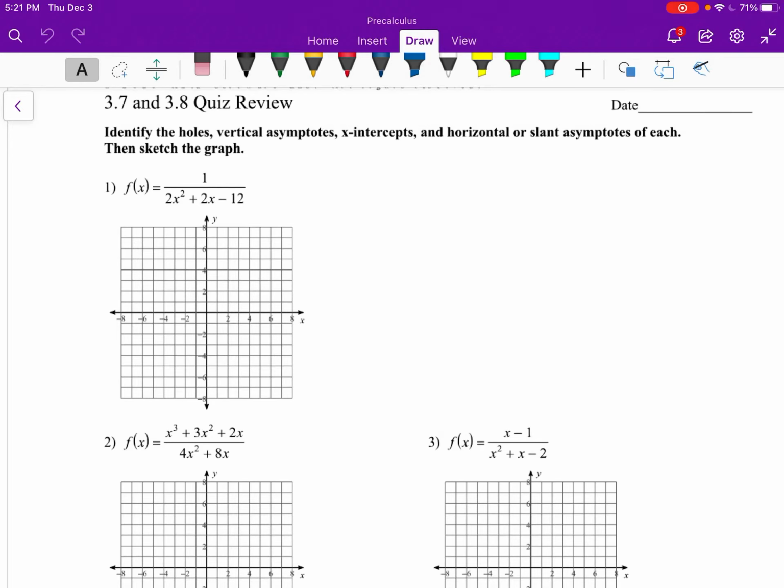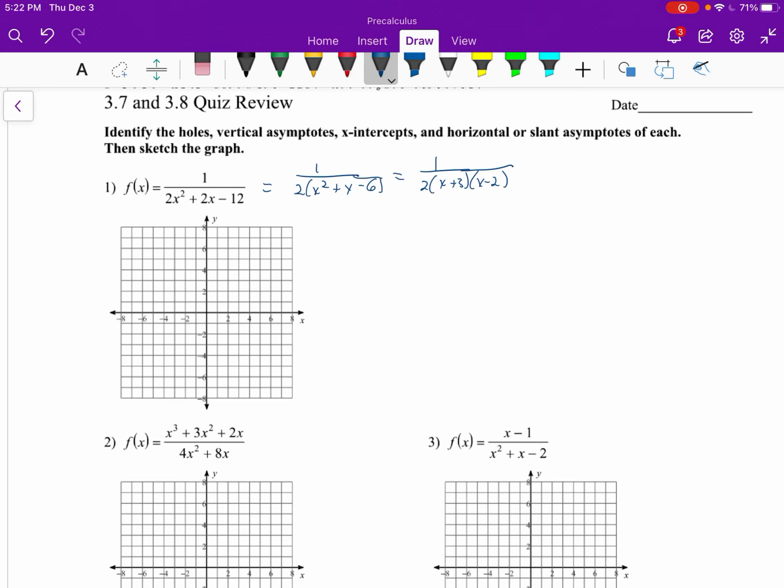Let's go through a few of these examples from the 3.7 to 3.8 quiz review. It says identify the holes, vertical asymptotes, x-intercepts, and horizontal and slant asymptotes. Then sketch the graph. Well, we know that to start with these questions, we need to factor. So it looks like we can factor out 2 out of the denominator. And then factoring it further, we have x plus 3, x minus 2.